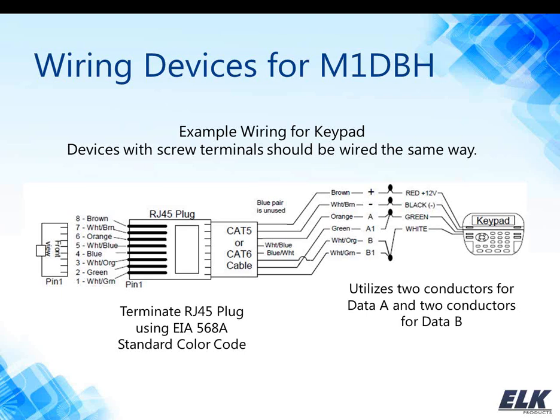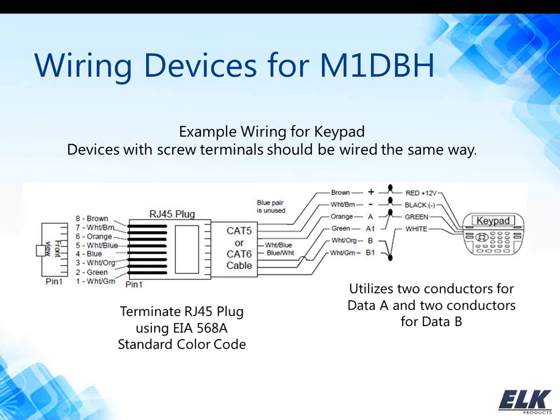On the hub end, you're going to want to terminate that with an RJ45 plug, and we use the 568A standard for that. Then at the device, you're going to actually be using 2 conductors for each data run.